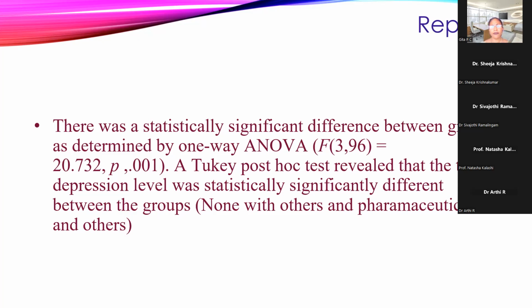Second, you should say that a Tukey post-hoc test revealed that the depression level was statistically significantly different between the groups. None with others was completely different. Pharmaceutical with others was completely different. Then you can also talk about the mean score of none and the mean score of pharmaceutical. So with this, the ANOVA test is complete.